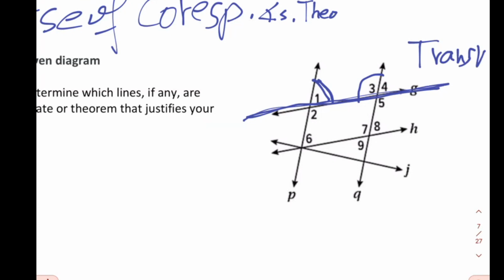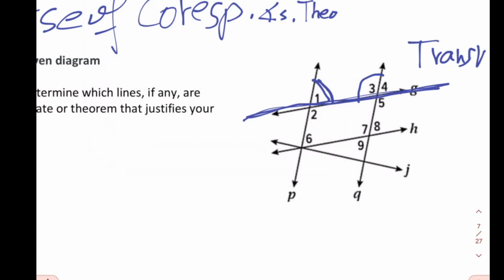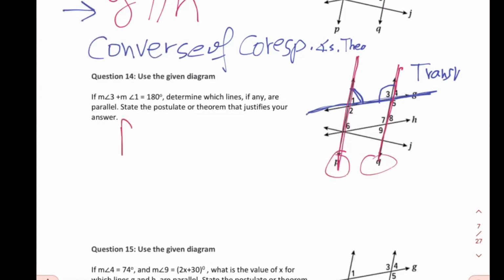So the parallel lines are the other two lines. They make angles with the transversal. This line and this line, the two lines that make 3 and 1. So they are P and Q. So in this case, you say P parallel to Q.